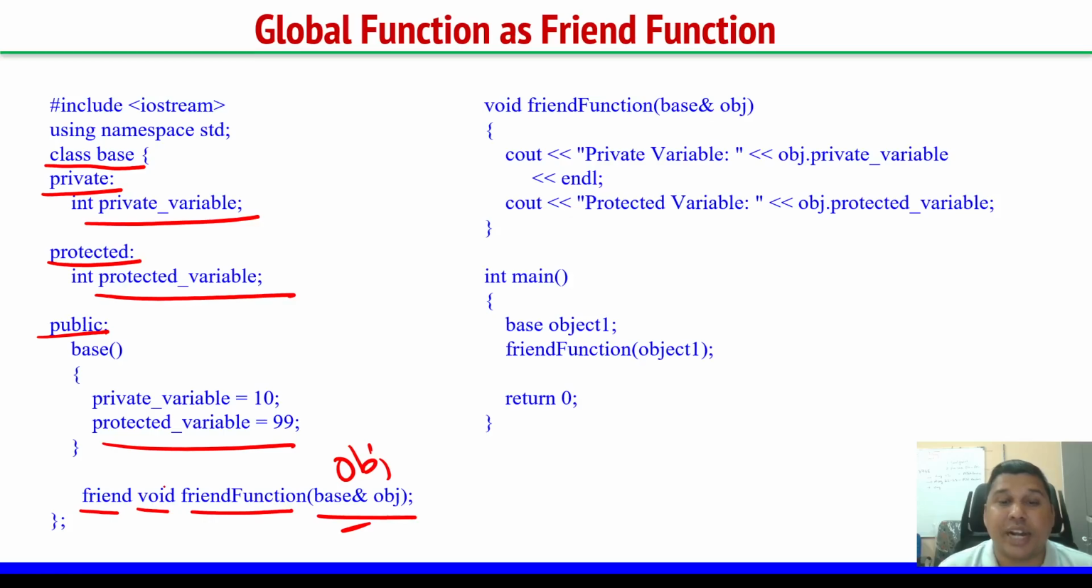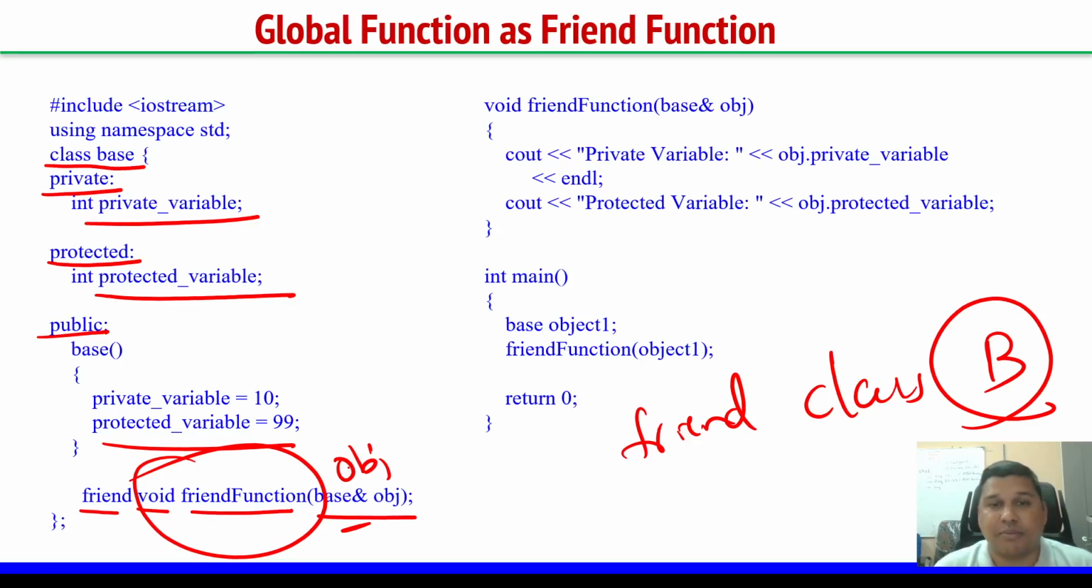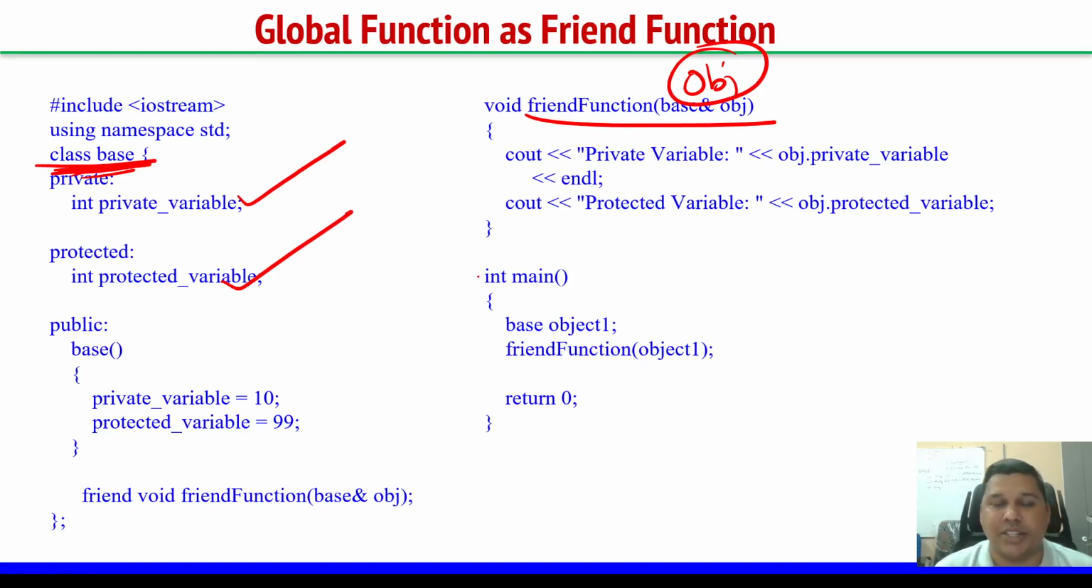Instead of writing friend and a class name, we are writing a friend function name. Now, outside this class base, I can define a function like this, the friend function with the object as the parameter. And using this object obj, I can access the private and protected variables.